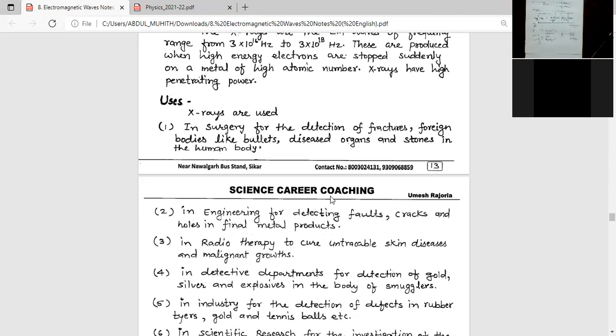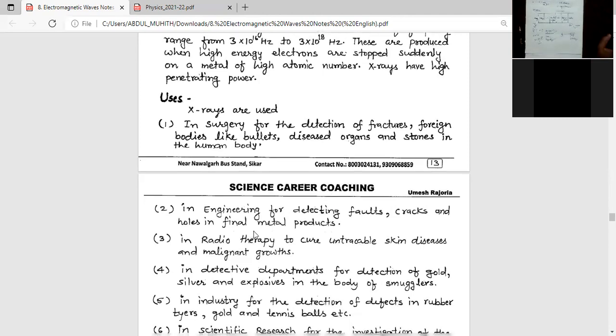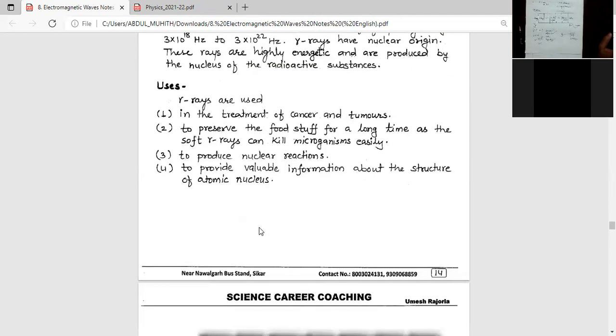Even gamma rays are very dangerous. They also can cause cancer. X-rays and gamma rays can cause cancer, so unless and until you require it, never take an X-ray. X-rays are very harmful. If it is once or twice, it's okay, but otherwise there is no need to take X-rays. X-rays and gamma rays are very harmful for the human body. Now, next you have seen the gamma rays.